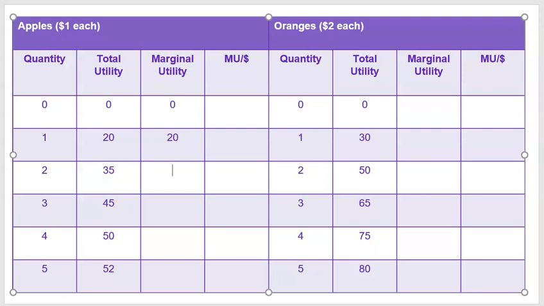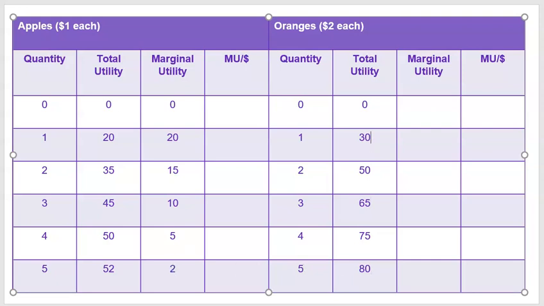Well, from that first to the second apple, how many additional units of satisfaction are we gaining? Well, we're gaining 15, right? From consuming 1 apple, we're getting 20 total units of satisfaction. From consuming 2 apples, we're getting 35 total units. So what is that increase? Well, it's 15. And then we just take the same concept, right? From 2 to 3 is 10. From 3 to 4 is 5. And then from 4 to 5 is 2.